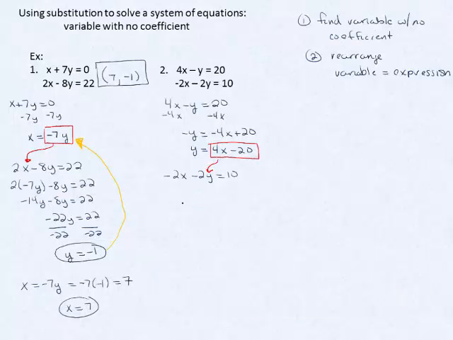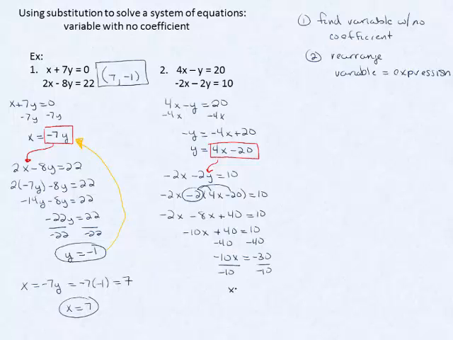So I'm going to have negative 2x minus 2 times 4x minus 20 is equal to 10. Distribute the whole thing, so negative 2. I get negative 2x minus 8x plus 40 is equal to 10. So I get negative 10x plus 40 is equal to 10. Subtract 40 from both sides, and you get negative 10x is equal to negative 30. Divide both sides by negative 10, and you get x is equal to 3.